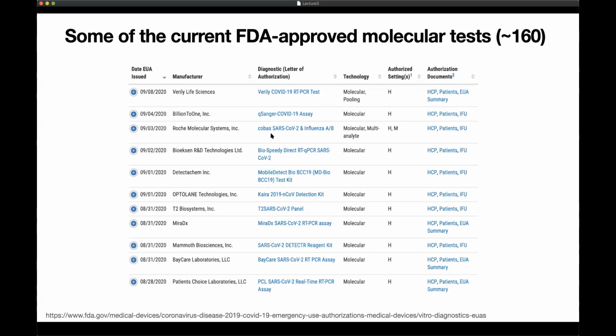So, for example, you can see some of them, like the Roche test is a combined test, so a test for SARS-CoV-2 and influenza A and B. The technology is molecular, so I've filtered it on molecular, so it's all based on PCR. Authorized settings, so H basically means healthcare settings, so it has to be done in a lab. Authorization documents is healthcare providers, patients, and so on.